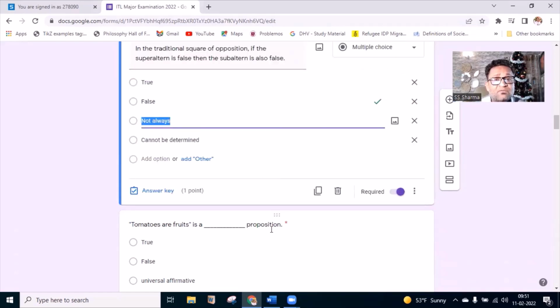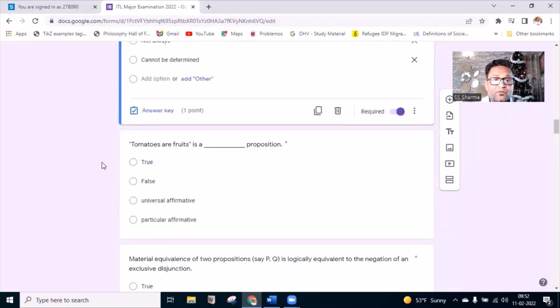So the answer was false, because if somebody is saying that the subaltern is also false, it is a false statement. Why? Because the subaltern can be true or can be false as well, right? So if the statement is written like "subaltern is also false," you should say false. If I had written that if the superaltern is false, then the subaltern is, and I had put a bracket or a dash over here, then you should have filled in cannot be determined.